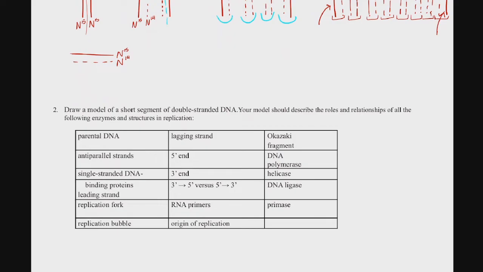This will be seen on the next page, but I'm just going to go through the terms with you before we get started. So 2, draw a model of a short segment of double-stranded DNA. Your model should describe the roles and relationships of all the following enzymes and structures in replication. So parental DNA is the DNA that you start with. It's going to have 2 strands, and that's what you're going to replicate.